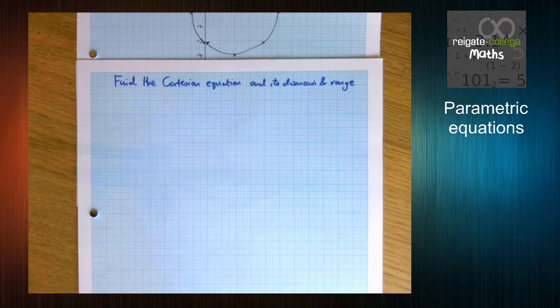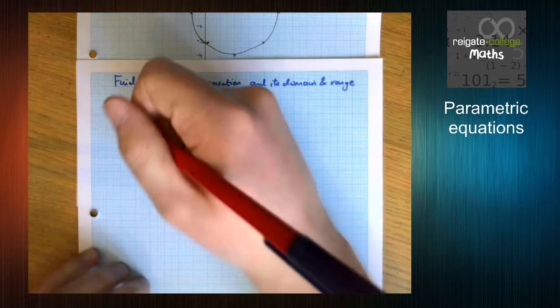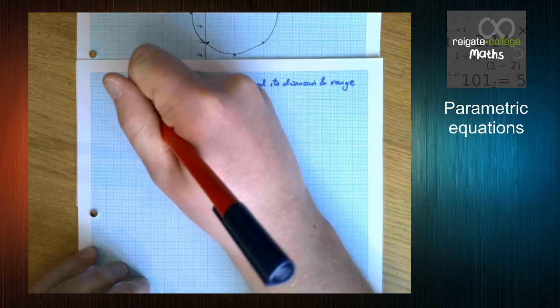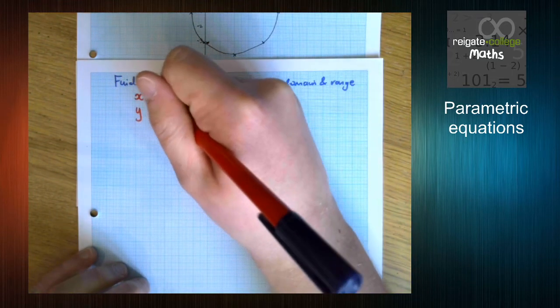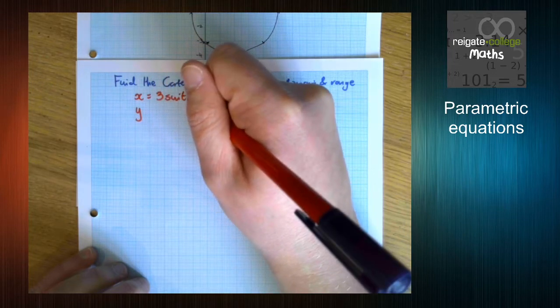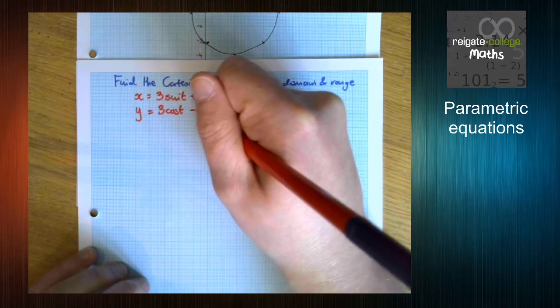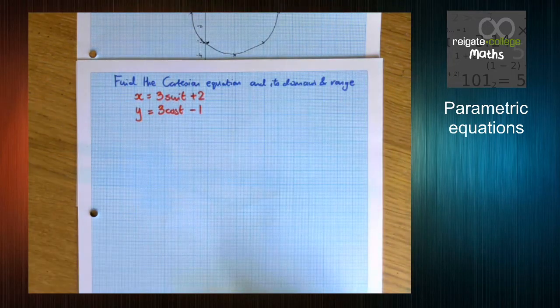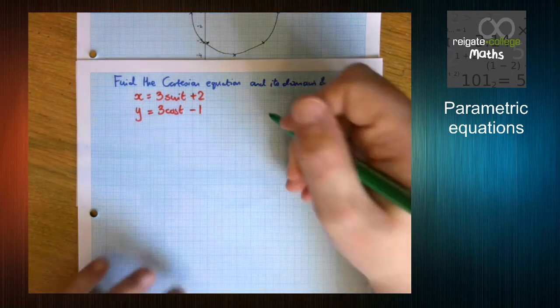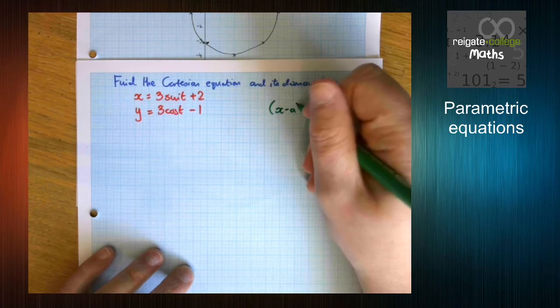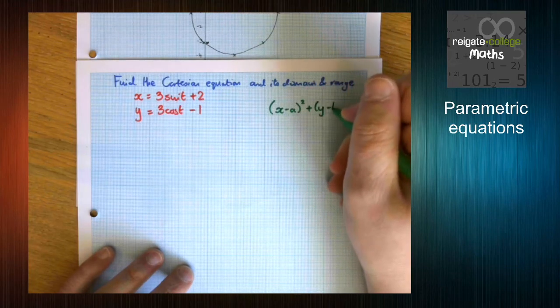Now what we're going to do is add a part B to this question, which is finding the Cartesian equation and its domain, and the domain and range of the equation. So we've got, as a reminder, x equals 3 sine t plus 2 and y equals 3 cos t minus 1. Now handily, we already know that this is going to be a circle, so we know the equation is going to look something like this.